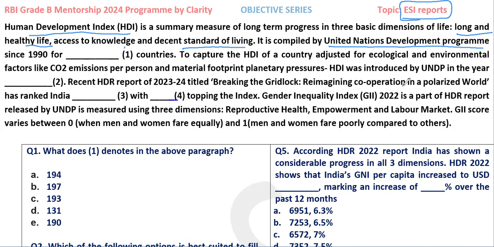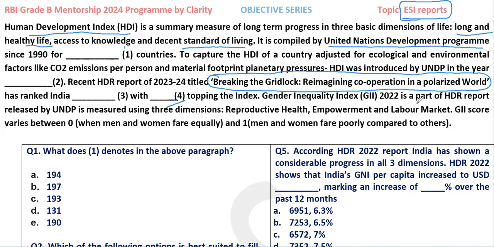Recent HDI report of 2023-24 titled Breaking the Gridlock, Reimagining Cooperation in a Polarized World. This is very important, students. Remember the title of the report, Breaking the Gridlock, Reimagining Cooperation in a Polarized World. And India has been ranked dash with dash score topping the index. Which country has topped the index?